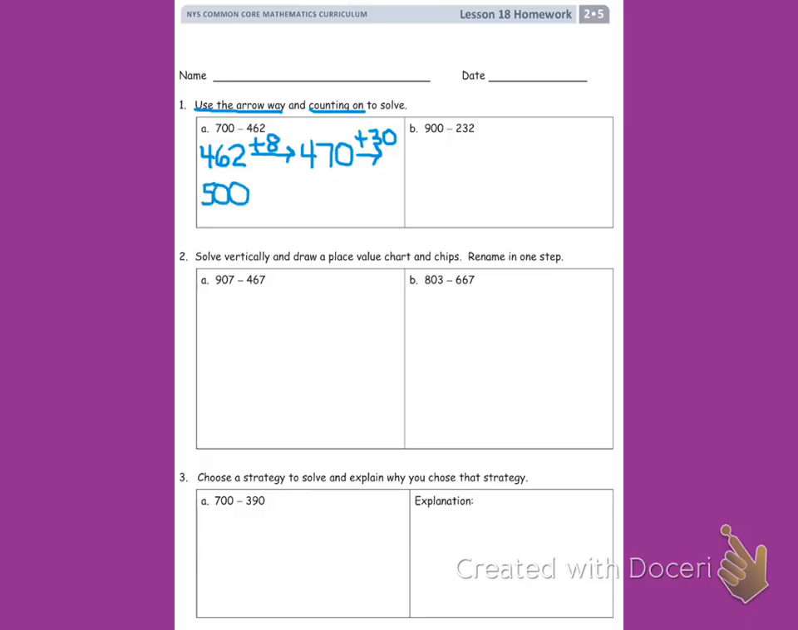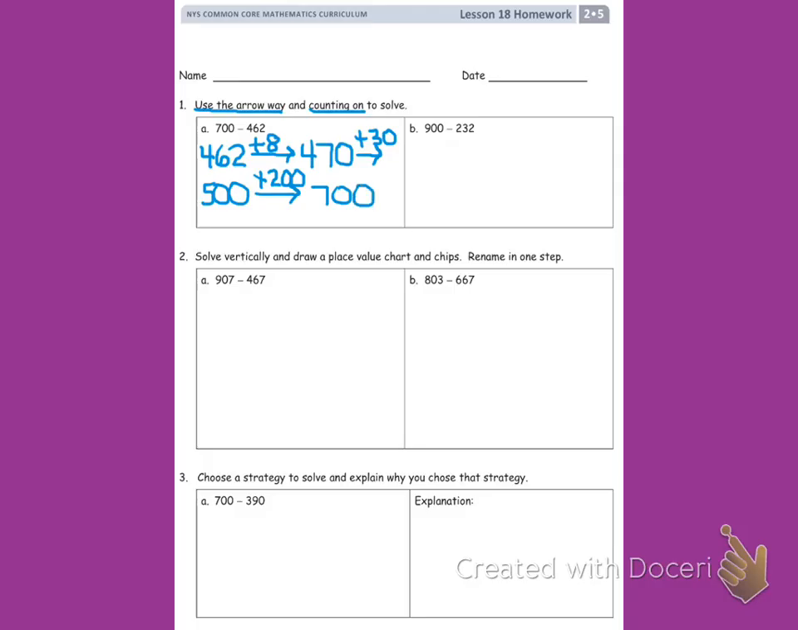Now that I'm at 500, I need to look at the number in the hundreds place. That's 5. How many more groups of 100 do I need to get to 700? Well, I have 5 groups of 100, so I know that I need 2 more groups of 100, which is 200, in order to get to the total of 700.